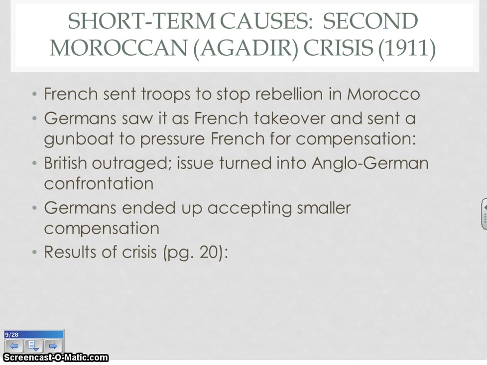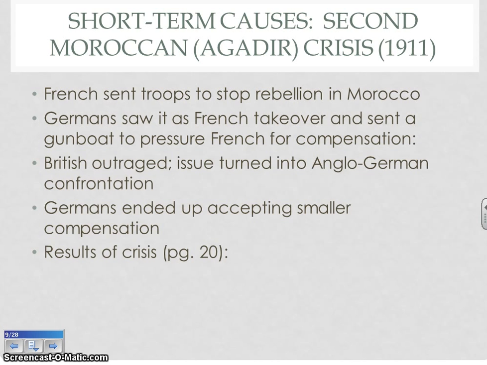So the Germans sent a gunboat, and their intentions were not to help the people of Morocco. Their real intentions were to try to pressure the French to get something that they wanted from the French. Basically, the area that they wanted was all of the French Congo, which was located in the central portion of the continent of Africa. Well, given that the British and the French were connected to each other, the British were outraged at the Germans' actions here because they knew the Germans' real intention was just trying to gain more territory through manipulation. So this issue turned from being a German-French issue into an Anglo-German issue.